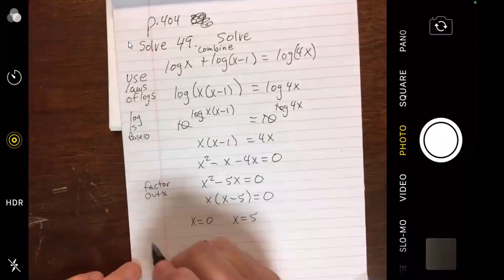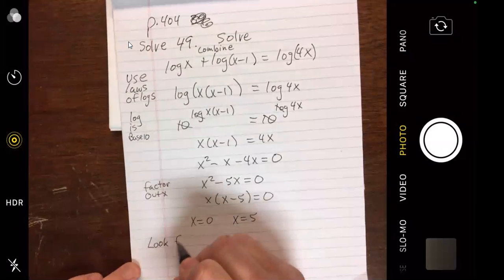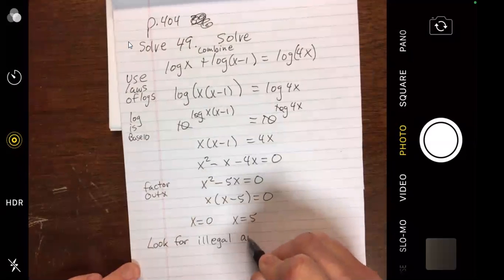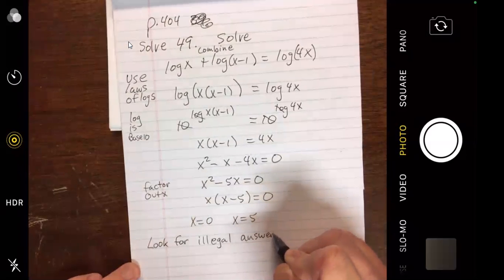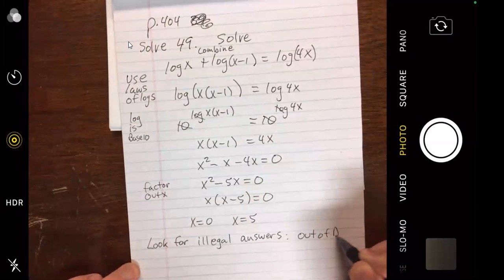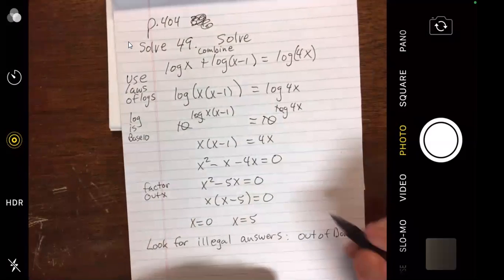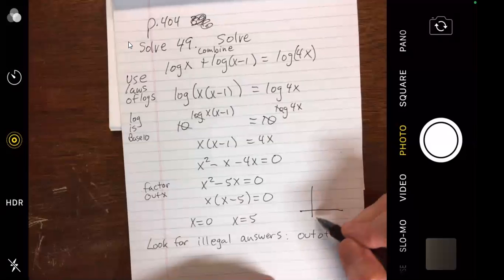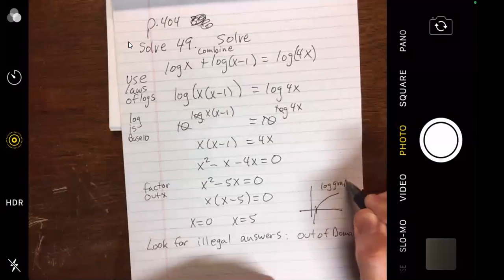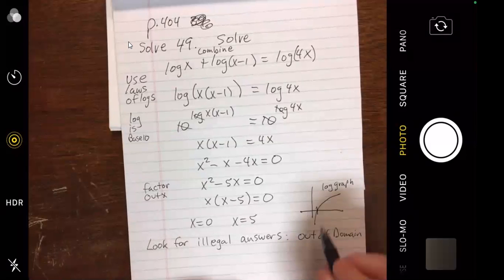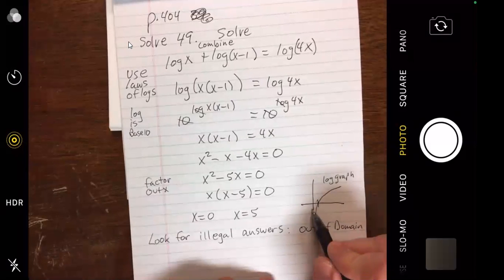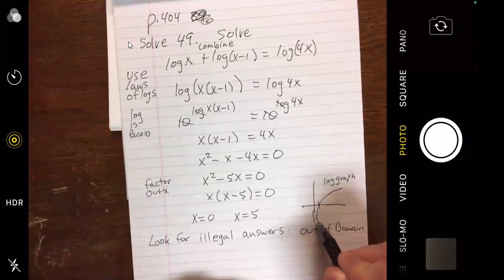You have to look for illegal answers. These would be out of the domain. I don't know if you remember from logs, but a log graph looks like this. It's very similar to square root, except you can put 0 into a square root. You can't put 0 into a log. That's why it's an asymptote.